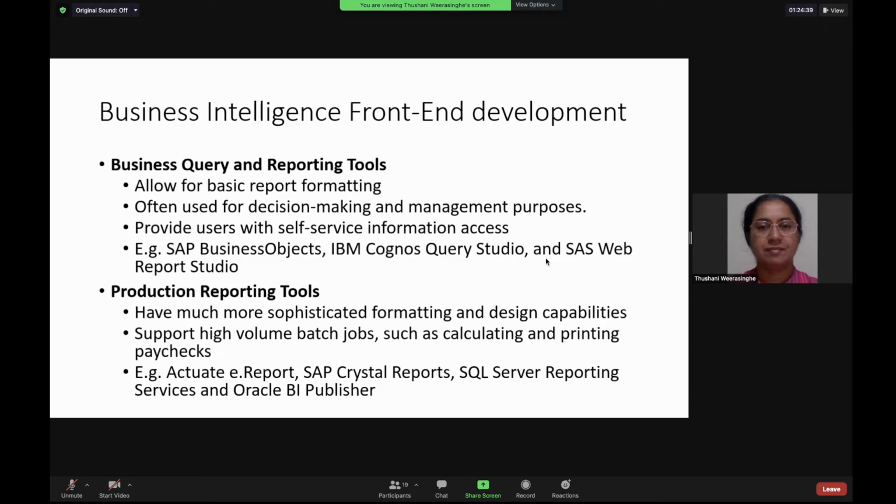And next we have to talk about the business intelligence front end development. Now the data warehouse has four components. One is the front end development component in the business intelligence systems. And then there you have the business query and reporting tools and production reporting tools. So these two tools need to be known because we are going to create the reports. So that is also explained in the video. Please refer to it. I have uploaded all the videos now.